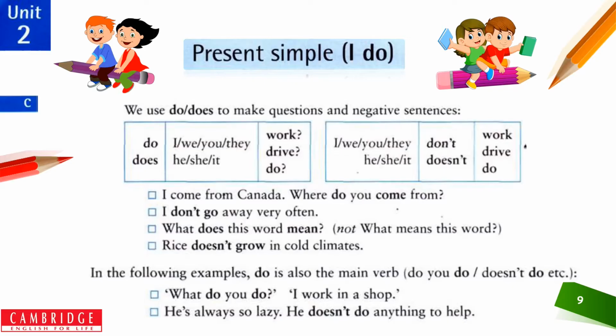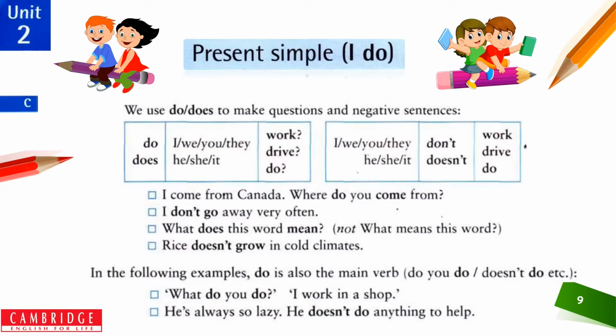Now we have a few examples. I come from Canada. Where do you come from? I don't go away very often. What does this word mean? Rice doesn't grow in cold climates. Okay, now you can understand how these sentences were made with the help of these verbs.